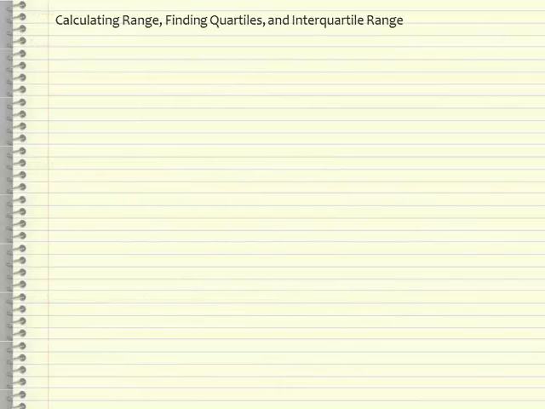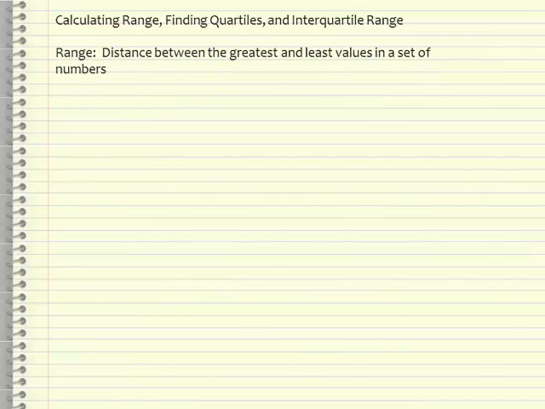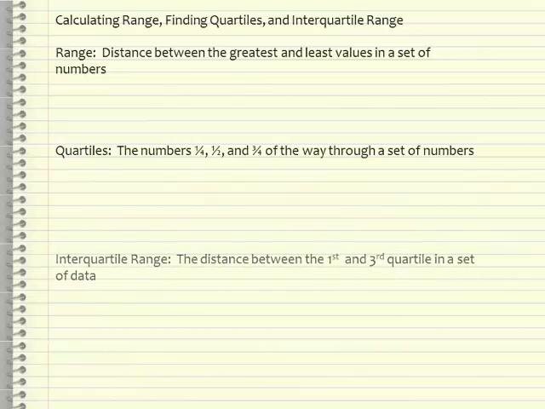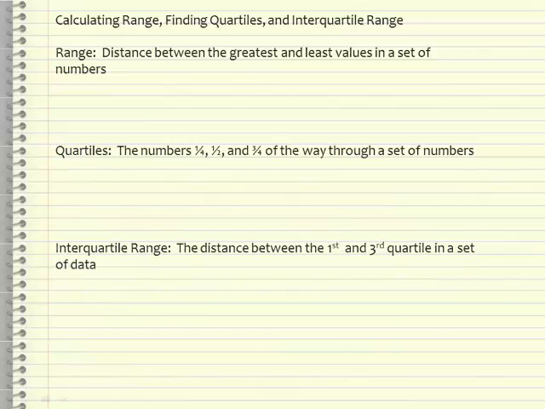Okay, next we need to be able to calculate the range, find quartiles, and what's called the interquartile range. Range is the distance between the greatest and least values in a set of numbers. Quartiles are 1/4, 1/2, and 3/4 of the way through a set of numbers. The interquartile range is the distance between the first and third quartile in a set of data.